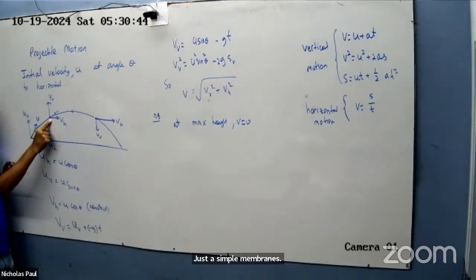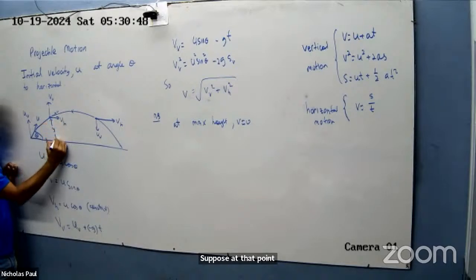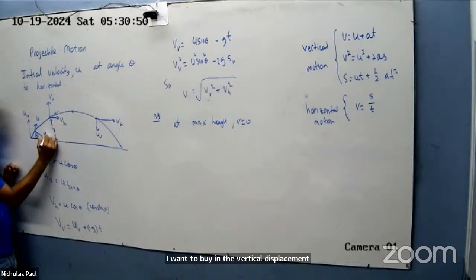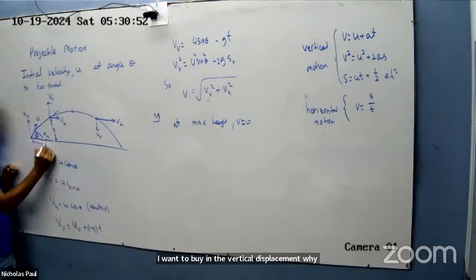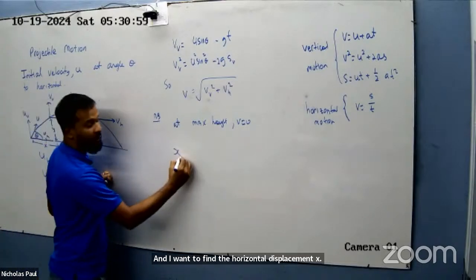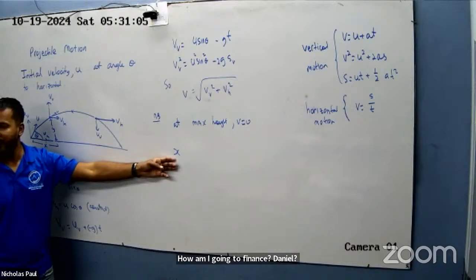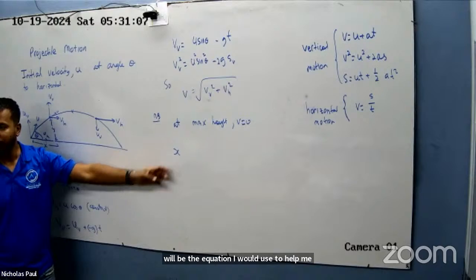One last thing before I leave. Suppose at that point I want to find the vertical displacement y, and the horizontal displacement x. Let's start with horizontal displacement x. How am I going to find x? Nathaniel, what would be the equation I would use to help me find horizontal displacement?